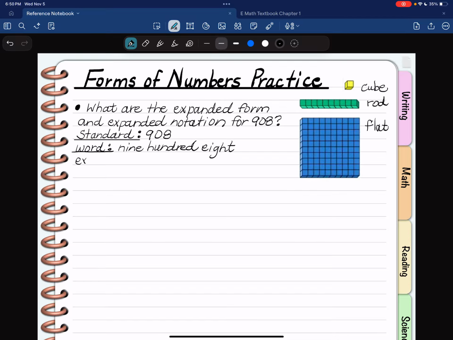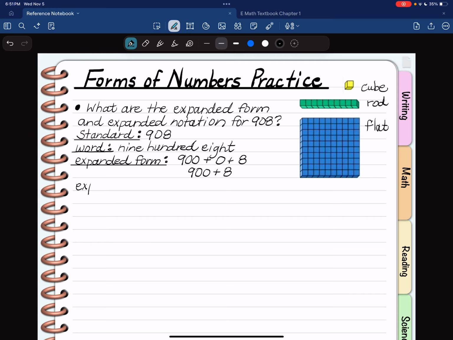So let's do expanded form. And then we'll worry about expanded notation. So here comes expanded form. That's going to be 9 flats plus 0 rods plus 8 cubes. Best thing to do would be to do it this way. Leave out the rods because there are none. We have 9 of the blue ones and 8 of the yellow ones, but none of the green ones.